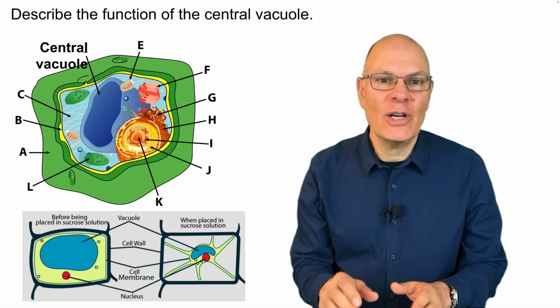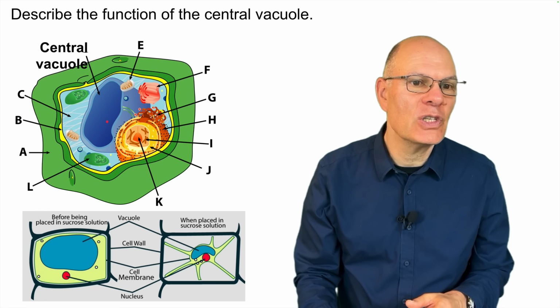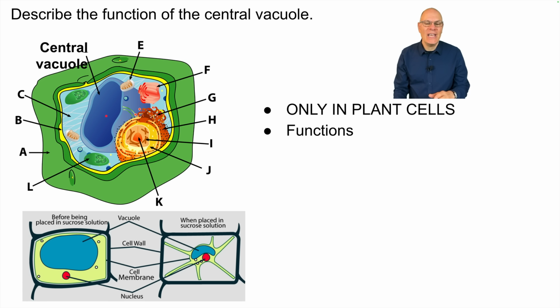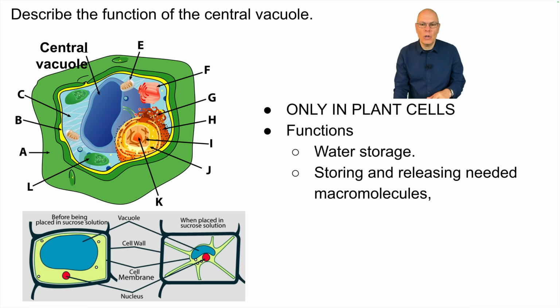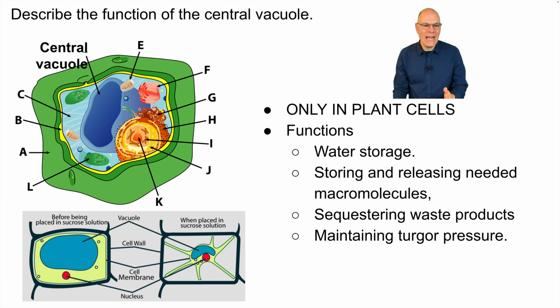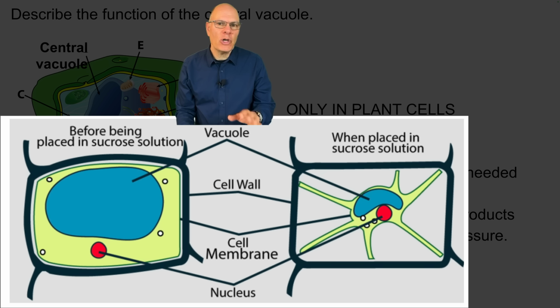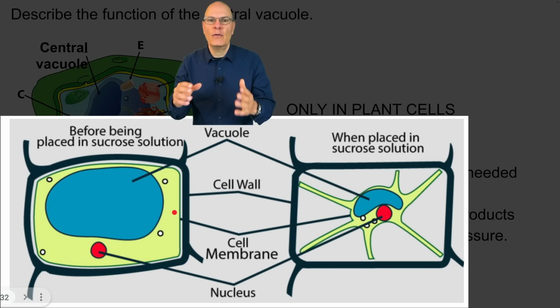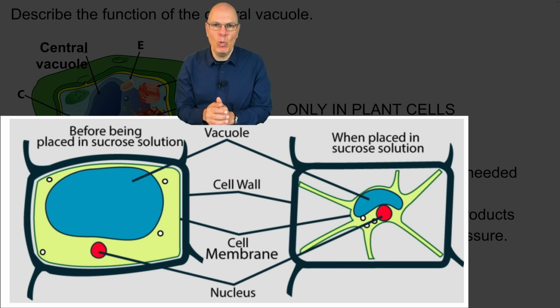Let's describe the function of the central vacuole, this large structure right here. It's only in plant cells. Its functions include water storage, storing and releasing macromolecules, sequestering waste products, and maintaining turgor pressure. We'll talk about this in the context of osmosis, the movement of water, but as water flows into a cell, it creates outward pressure that keeps plant cells full, firm, upright, they're not wilting.